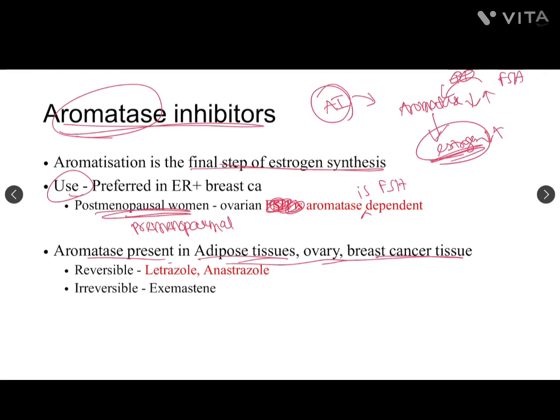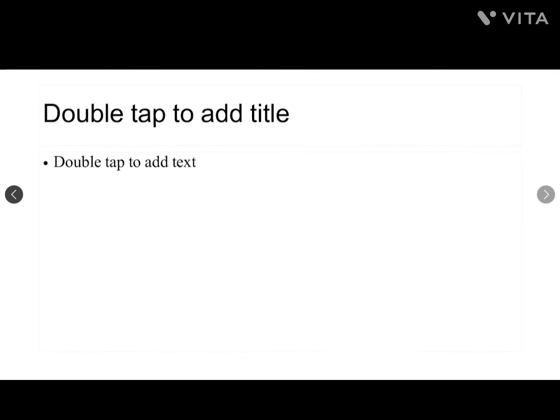Aromatase is present in adipose tissues, ovary, breast cancer tissue. All these aromatases are inhibited when you use aromatase inhibitors. We have reversible inhibitors, we have irreversible inhibitors. Example for reversible inhibitors, we have letrozole and anastrozole. Example for irreversible inhibitors, we have exemestane.